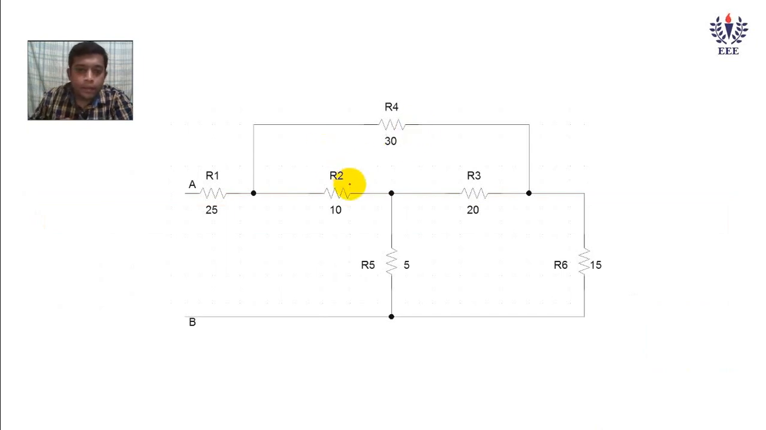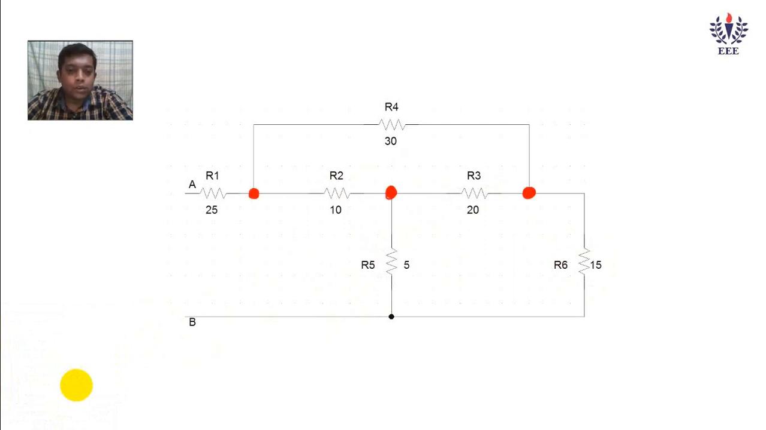For example, what I'll be using is, you can convert this 10, 20 and 30, that is in delta, to its star. Okay, I'll be doing this. But you can also try converting this 10, 20 and 5 in star to delta. Or else you can convert this 20, 15 and 5 in delta to star. So there is no single point where you have to start and where you have to end. Any delta to star or star to delta you can use for transformation.